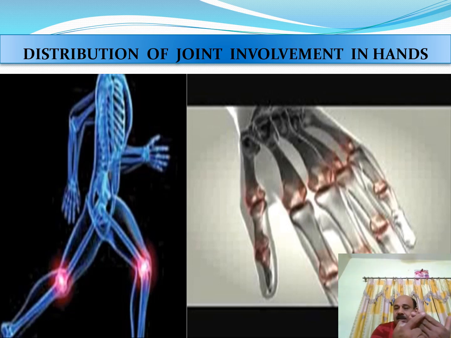Interestingly, the distal interphalangeal joints are never involved in rheumatoid arthritis. Again, this is a very peculiar feature. This distal interphalangeal joint involvement is seen in osteoarthritis. When the disease becomes chronic, the knee joint involvement can also be observed in rheumatoid arthritis.